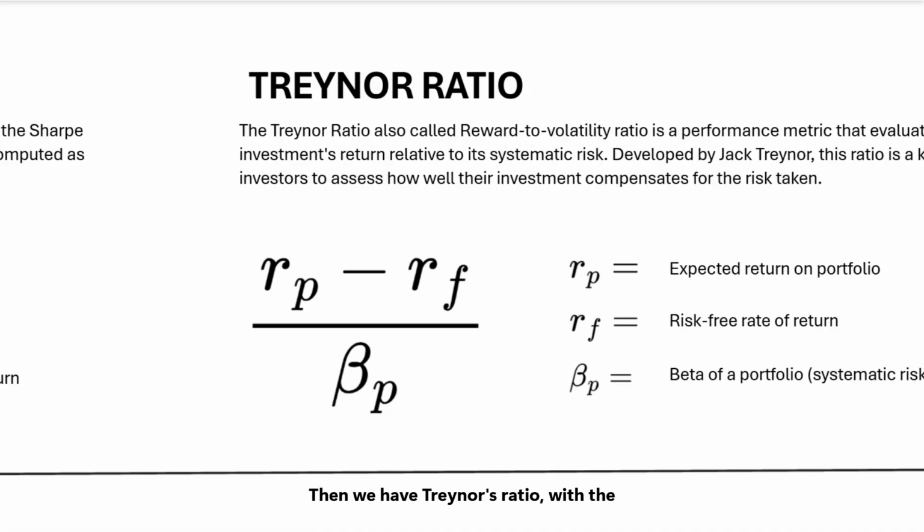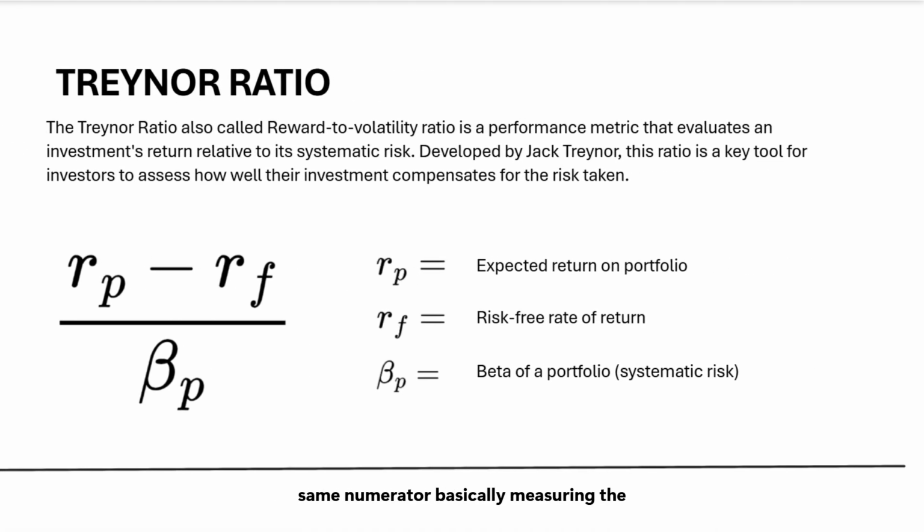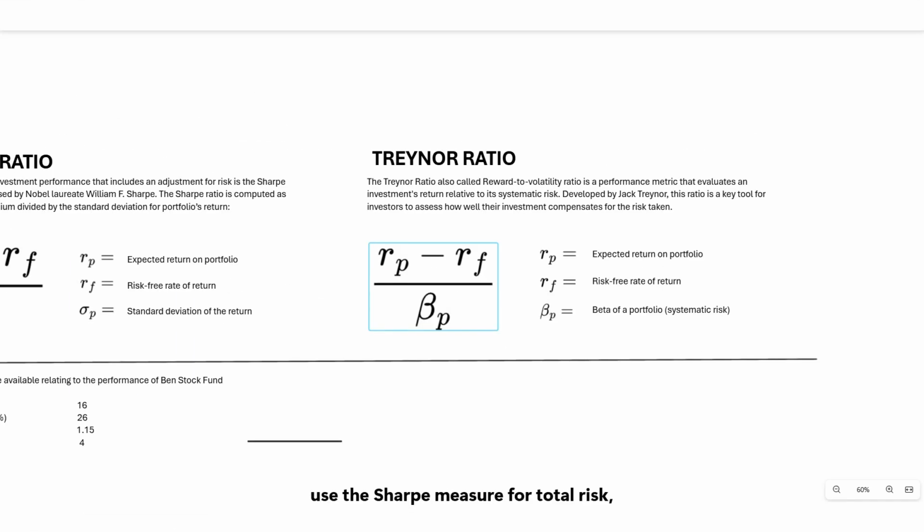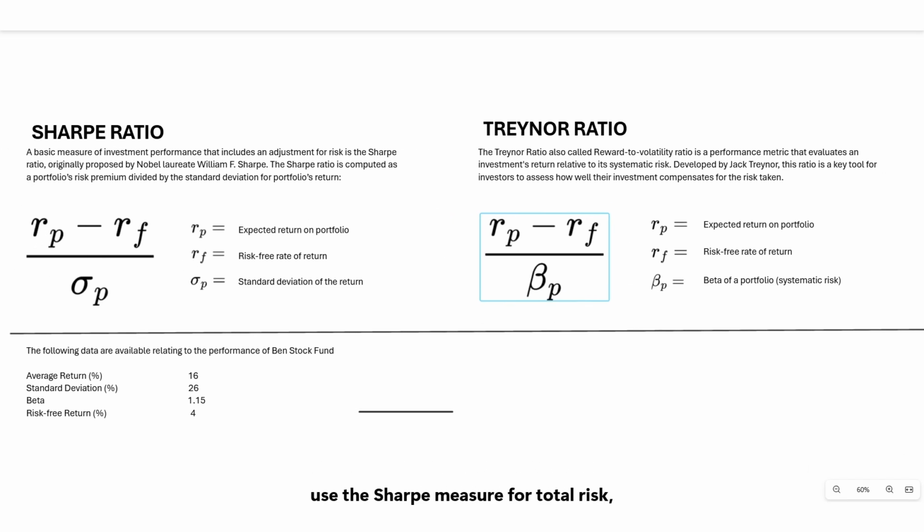Then we have the Treynor ratio, with the same numerator, the portfolio risk premium that was generated. The denominator is beta, which measures just systematic risk. So we use the Sharpe measure for total risk, and the Treynor measure for systematic risk. We'll take a quick example on how to calculate both the Sharpe ratio and the Treynor ratio.